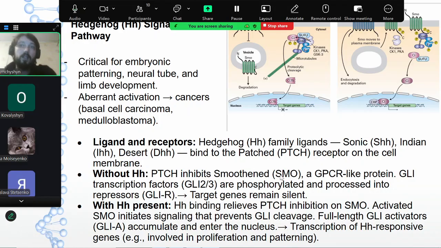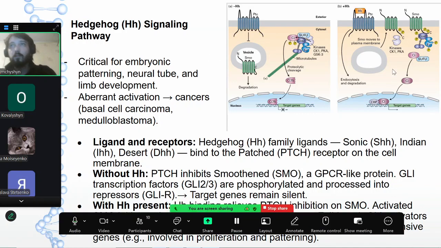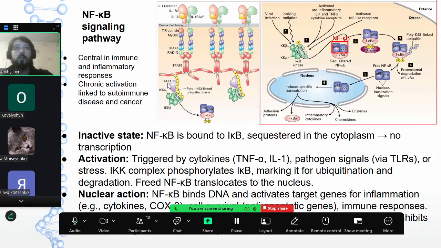Activated SMO initiates signaling that prevents GLI cleavage, and full-length GLI activators accumulate and enter the nucleus. And you get the transcription. So this is a pretty interesting case when you look at this image. You get some sort of proteins that undergo proteolytic cleavage, and your target genes are not activated. But when you get the signal, this signal represses that cleavage, and your protein is able to activate target genes.